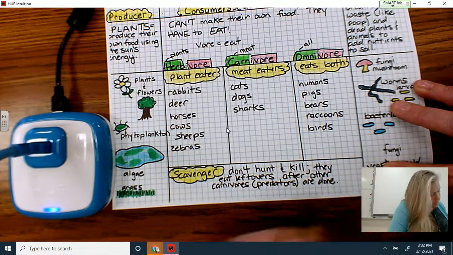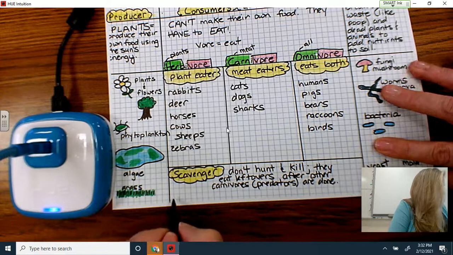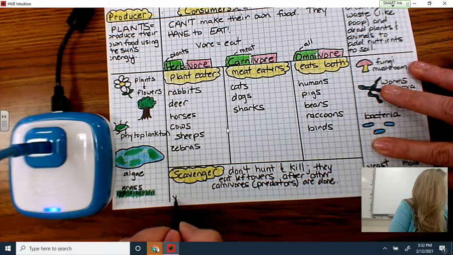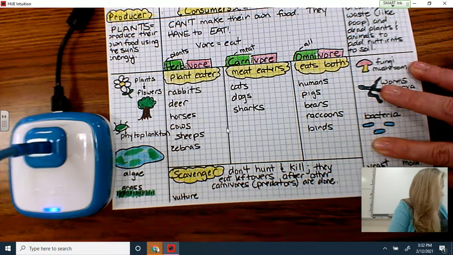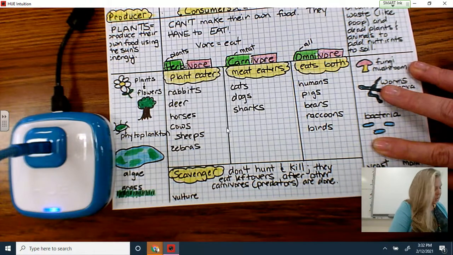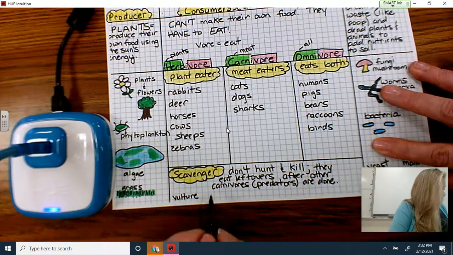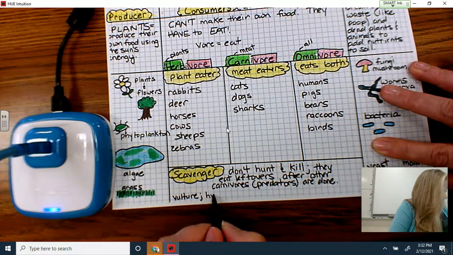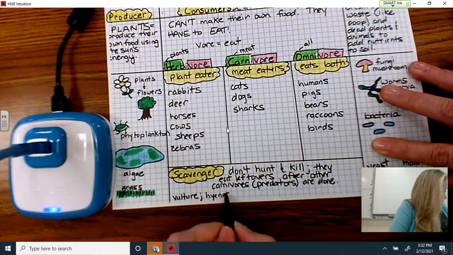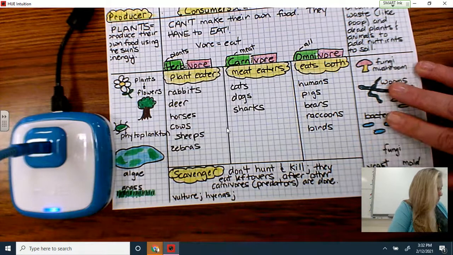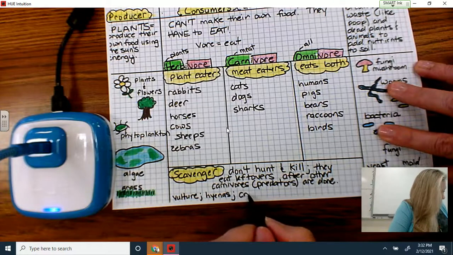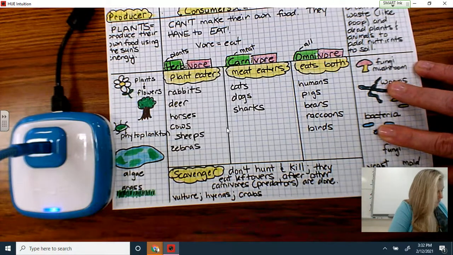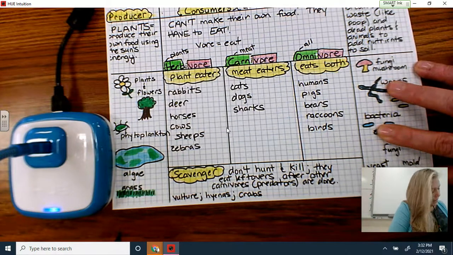So scavengers are things like buzzards or vultures. Vultures is the right word. If you've ever been driving down the street and you saw a bunch of birds gathered around a dead rabbit or a dead possum or a dead raccoon or a dead deer, hyenas. When you watch The Lion King, the hyenas, they don't really kill, they eat the leftover food. Crabs, they like to eat leftover food too. They're definitely scavengers. And there are many others that we can add to the list.